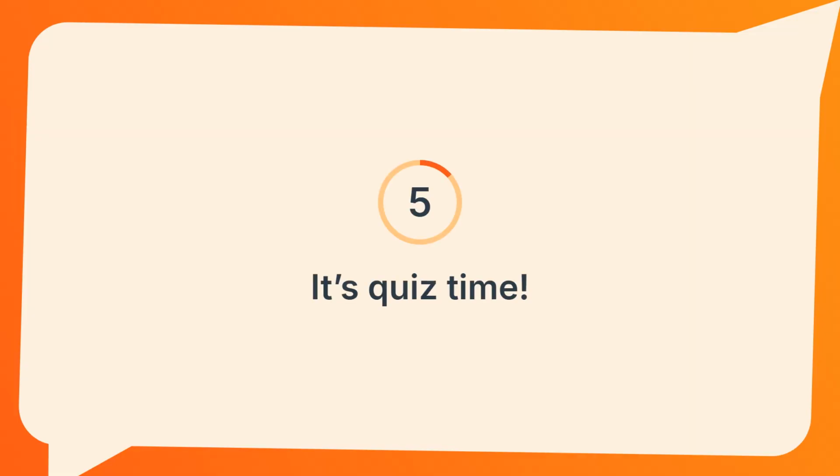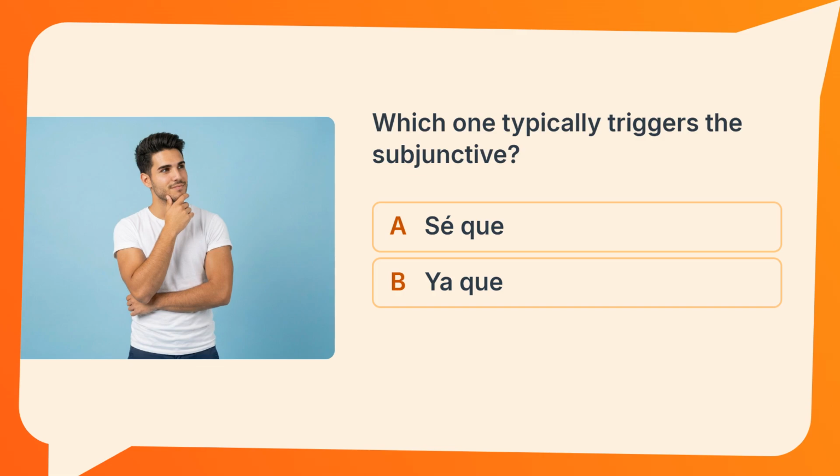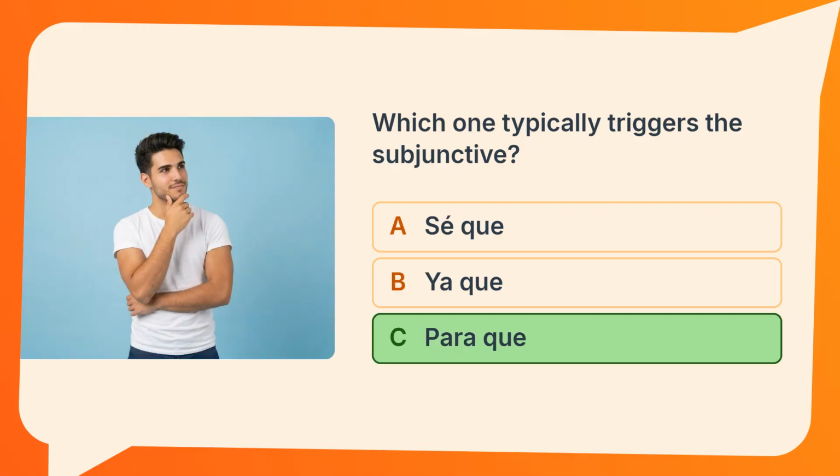So, did you spot the subjunctive mood in that story? Feel free to leave us a comment with any questions. But we're not done yet, it's quiz time. Which one typically triggers the subjunctive? ¿Sé qué? ¿Ya qué? ¿Para qué? The correct answer is ¿Para qué?